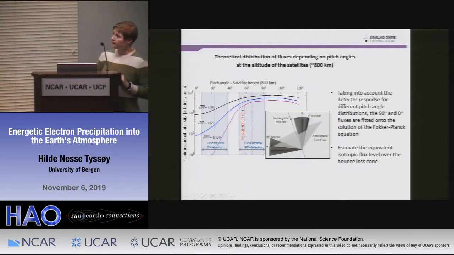Together, we take into account the detector response for different pitch angle directions and fit the fluxes measured by the 90 and 0-degree detectors onto the Fokker-Planck equation. And then we use the distribution to estimate the total flux within the loss cone. So in comparison to the AP model, we take advantage of the information that we have in both detectors.